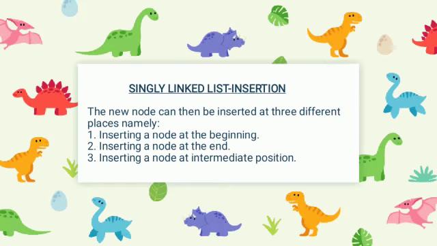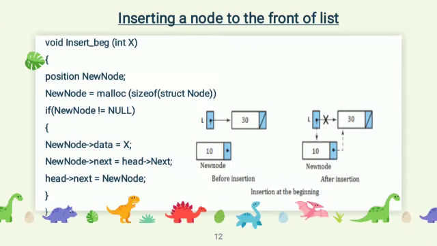Now, let's see how the insertion operation is performed on a singly linked list. Here, the new node can be inserted anywhere in the list, that is, the beginning of the list, end of the list or middle of the list. First, we see how to insert a new node at the beginning of the list. It is an insertion operation, so we return nothing. So our return type is void.